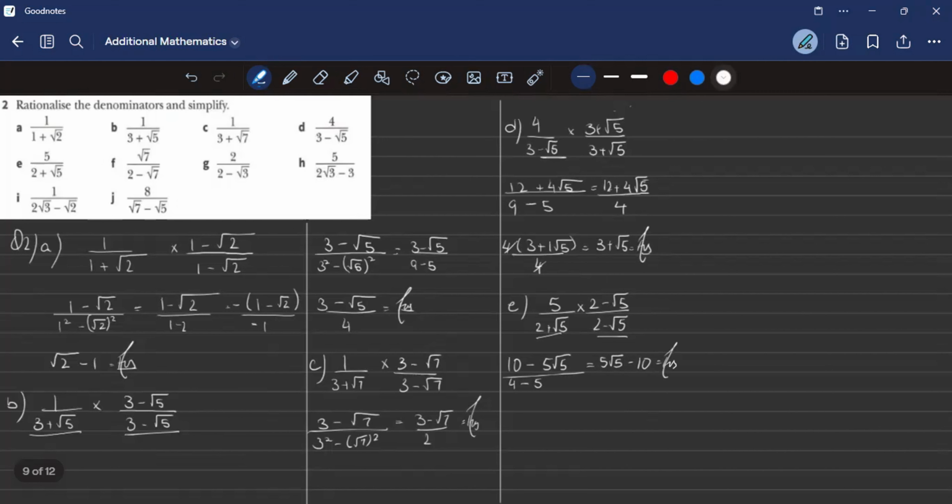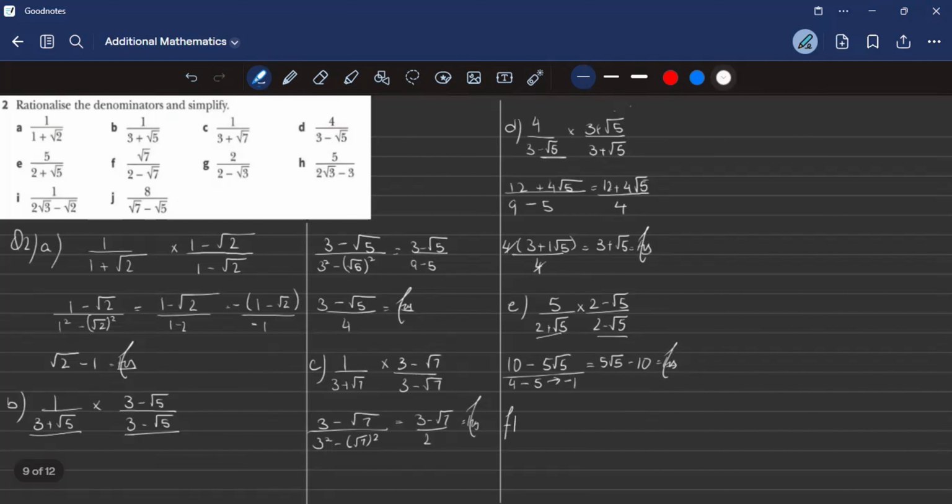And why is that? It's because it has 4 minus 5, which gives out what? Negative 1. And when we have negative 1, we multiply the numerator by negative to get rid of this negative sign and make it positive. So that's what we did. And 5 under root 5 minus 10 is your answer for part E.